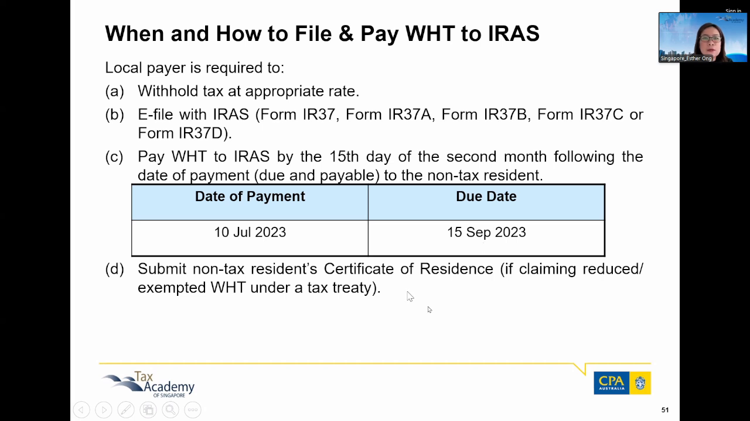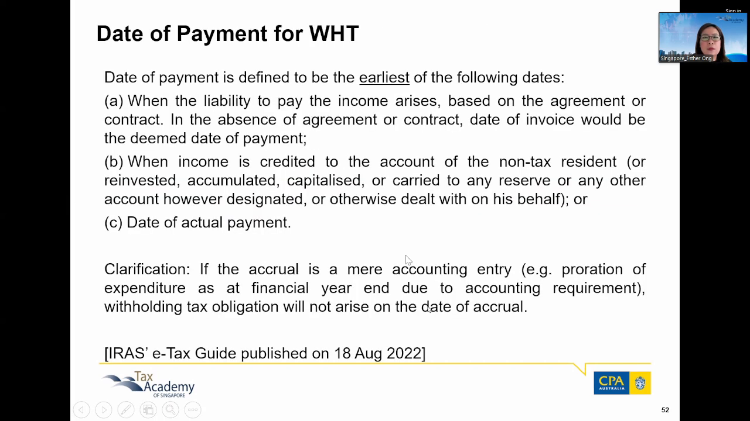And then lastly, the local payer will also need to submit the non-resident's certificate of residence if it is claiming for a reduced or exempt withholding tax rate as provided under a tax treaty. For the purpose of the date of payment for withholding tax, it will be based on this definition. It is not just based on the date of actual payment.